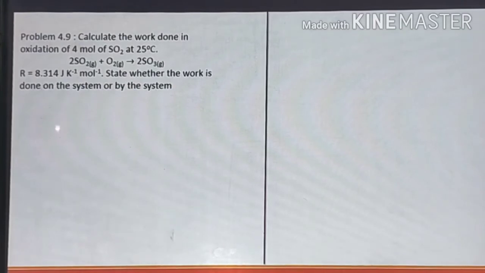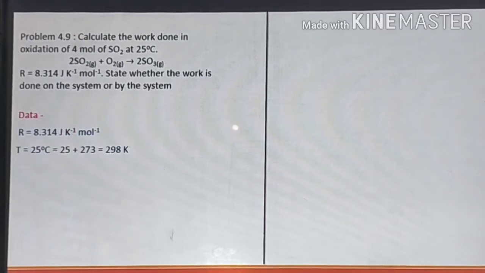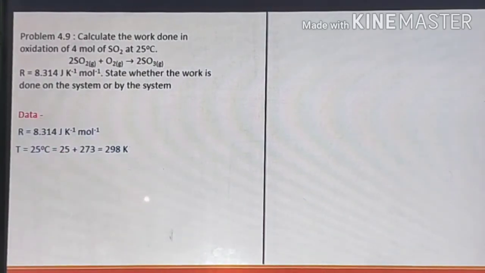See the data which is given. The value of R is given to be 8.314 joules per Kelvin per mole. The value of R is in joules, so the work done will be in terms of joules. Temperature is given to be 25 degrees Celsius. Temperature should never be taken in Celsius, so convert it into Kelvin by adding 273. So the temperature given, 25 degrees Celsius, means it is 298 Kelvin.